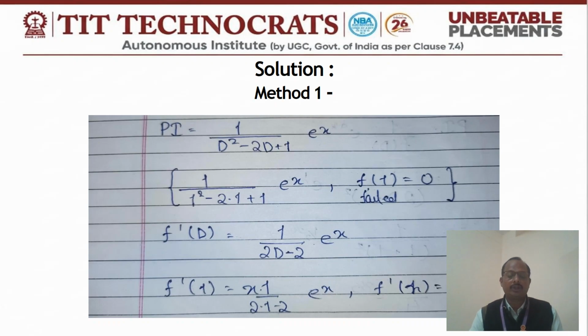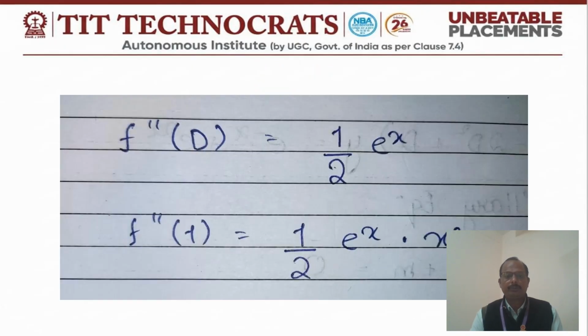So we have to go another method. f prime(D) is equal to 1 by 2D minus 2e^x. Then f prime(1) is equal to x dot 1 upon 2 minus 2e to the power x. So again f prime(1) is equal to 0. So we have to find out f double prime. So here we get 1 by 2 e to the power x dot x square.